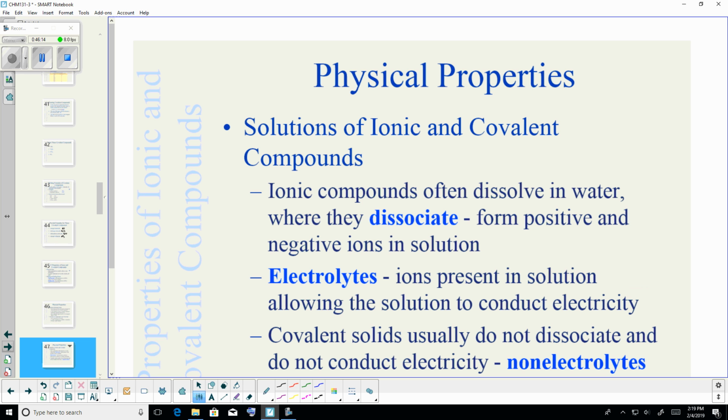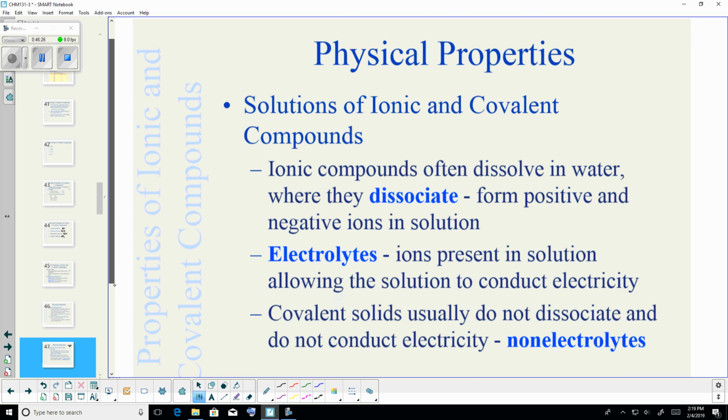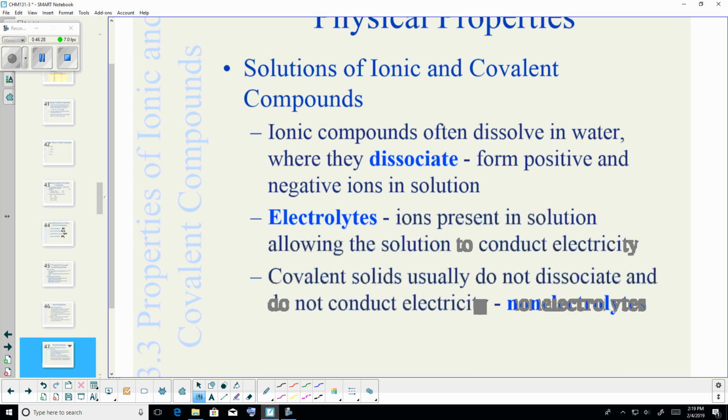Ionic compounds often dissolve in water where they dissociate, they form positive and negative ions. So sodium chloride forms Na+, Cl- in water. So they form what they call electrolytes, allowing the solution to conduct electricity. Covalent compounds usually do not dissociate and do not conduct electricity, so they're non-electrolytes.